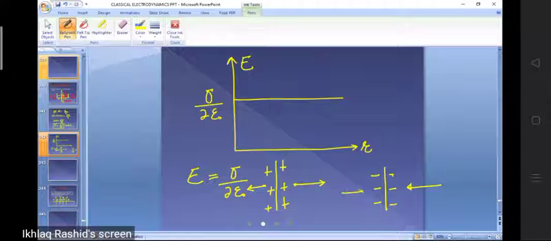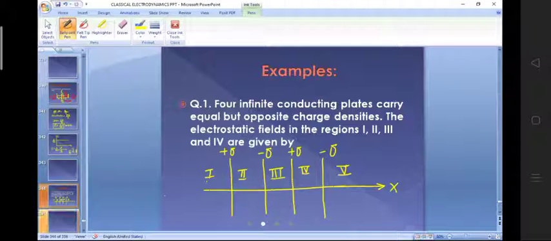Will be simply towards the sheet like this, and its magnitude is simply equal to sigma divided by 2 epsilon naught. Because of this, sigma divided by 2 epsilon naught. Okay, so let's calculate what's the electrostatic field here. Suppose there is this point, point P. Let's calculate the electrostatic field at point P.